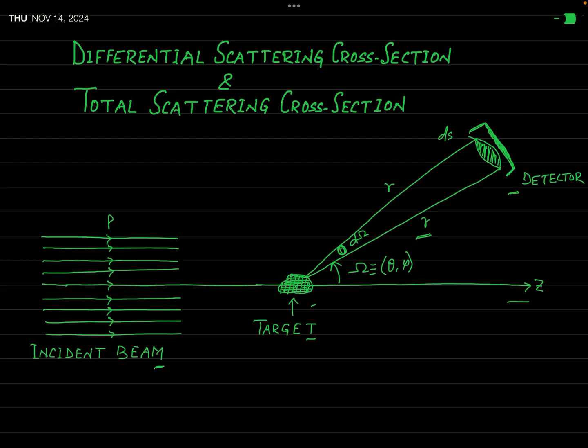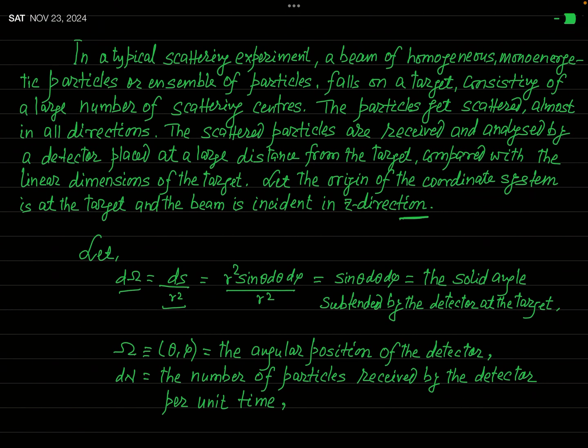But in a spherical polar coordinate system, you know that this elementary area ds is given as r square times sine theta d theta d phi. This is the expression for the surface area element in a spherical polar coordinate system. So this r square and this r square will cancel out, and you can say that the solid angle subtended by the detector at the target is simply equal to sine theta d theta d phi.